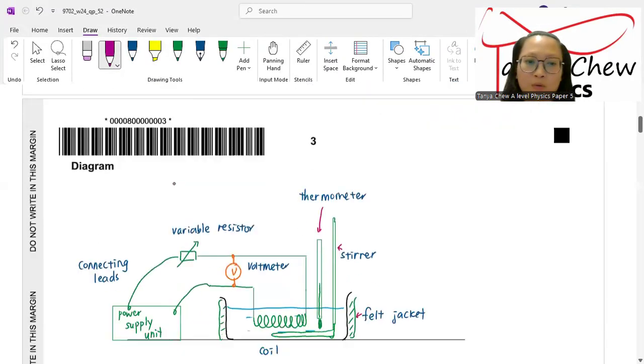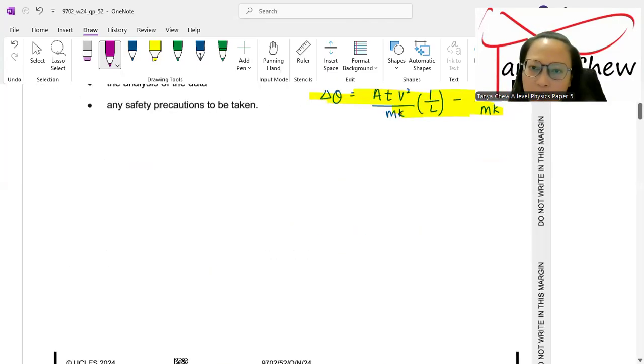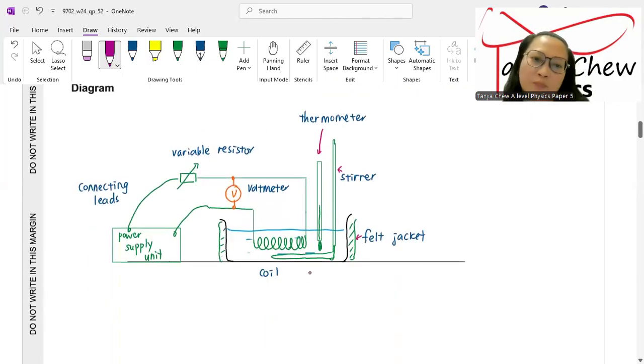Right now, this is my diagram. Because I have to measure the potential difference, which is included in our calculation right here, I need a voltmeter. And I have a variable resistor as a safety precaution. The function of the variable resistor is to control the amount of current flowing through the coil of wire. I don't want my wire to be melted by too much current flowing through it.